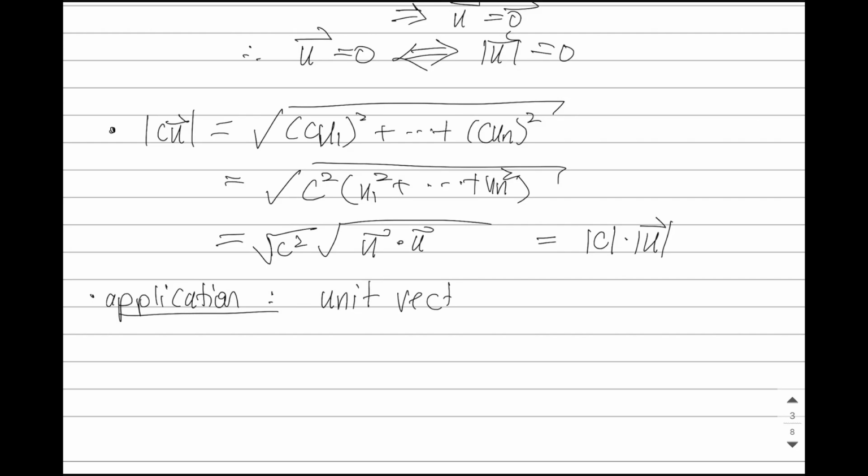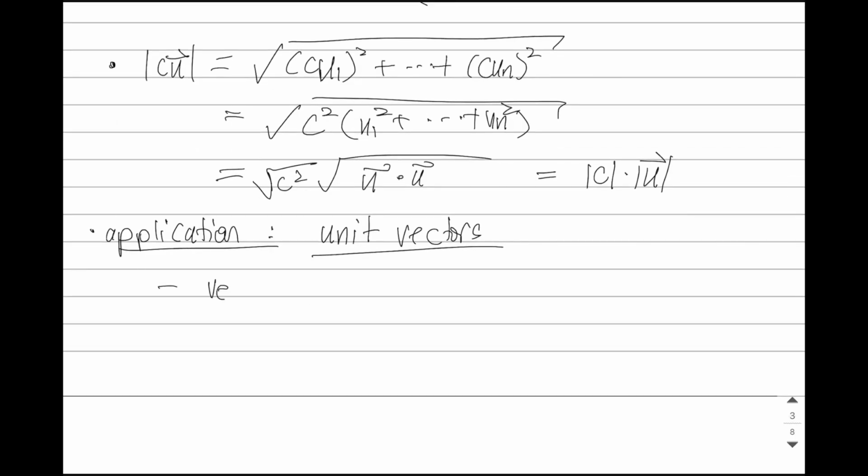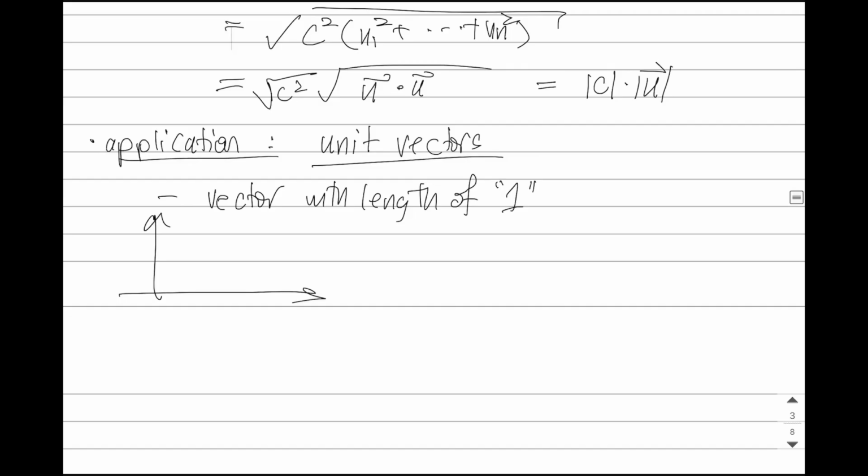A useful application of all of this is something called unit vectors. Now, a unit vector is a vector with a length of 1, or unity. If I take some vector u, it generally has a length that is not 1. It could be anything. So what we would like to do is figure out how to scale it so that its length is 1. So it will have the same direction as some vector u, but a length of 1.